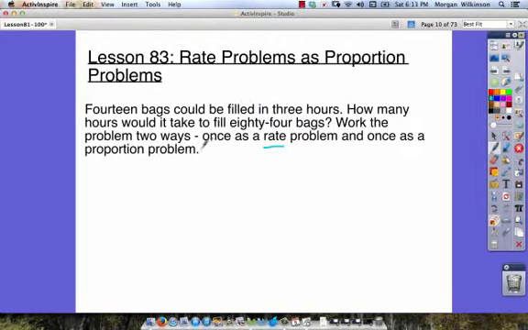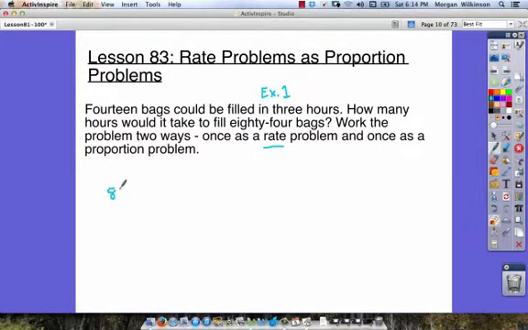Remember, you don't have to write this whole thing in your notes if you don't want to. You could just write example 1 into your notes because it's more than one sentence. You could always come back to example 1 on lesson 83 if you wanted to look at it. So, 14 bags could be filled in 3 hours. How long would it take to fill 84 bags?